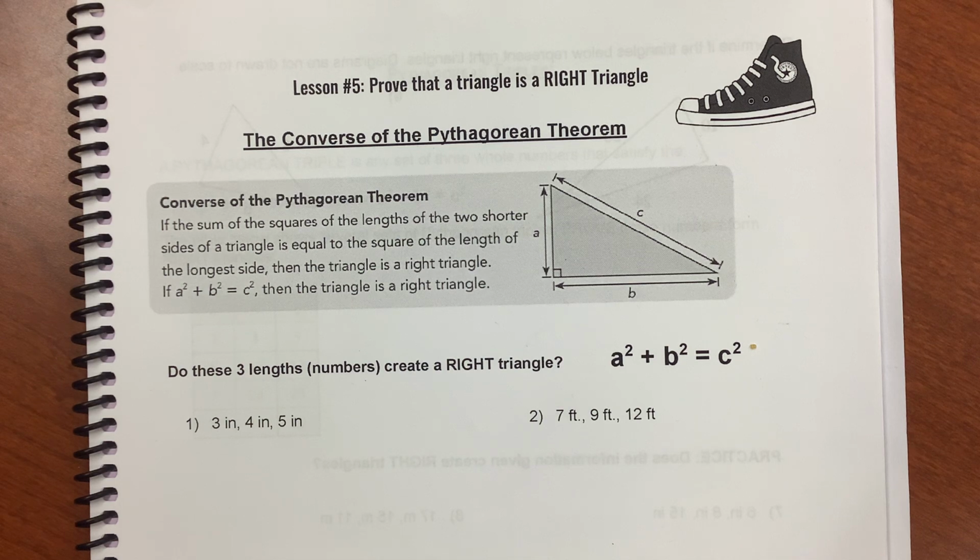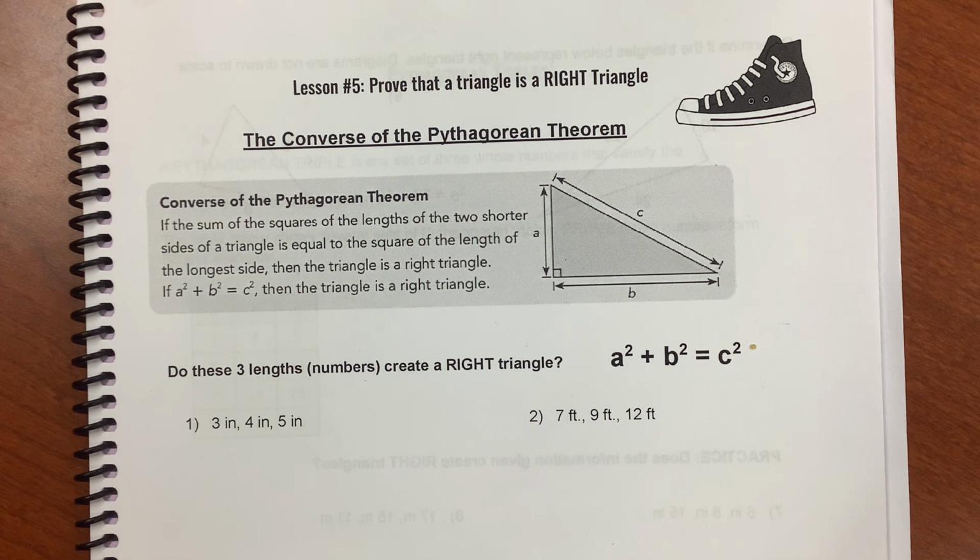Converse is really the opposite. So normally we have a right triangle and we're trying to find a side, like a leg or a hypotenuse, but the converse, the opposite of that, is to have the sides and see if they work to prove that something is a right triangle.